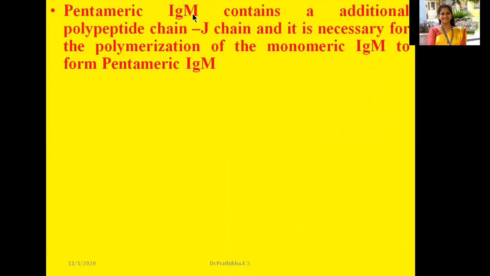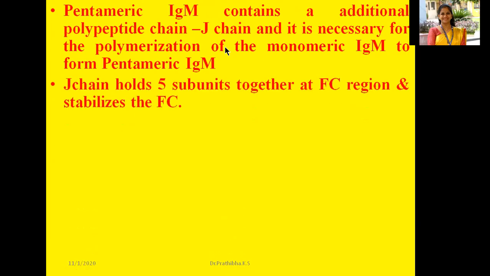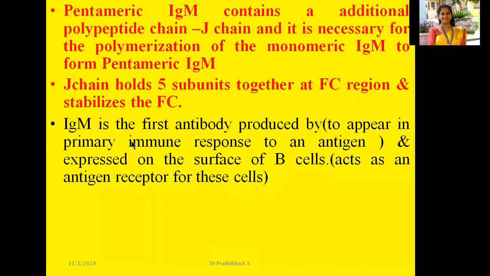Pentameric immunoglobulin contains an additional polypeptide chain, that is the J chain or joining chain, and it is necessary for the polymerization of the monomeric IgM to form pentameric IgM. It means the J chain is going to stabilize all the 5 immunoglobulin molecules. J chain holds 5 subunits together at the Fc region. Fc means fragment crystallizable region, and it stabilizes the Fc region.